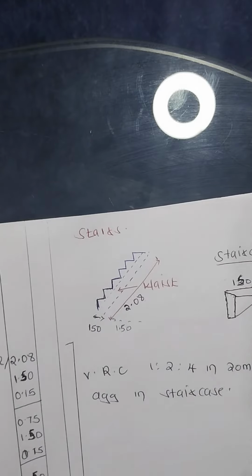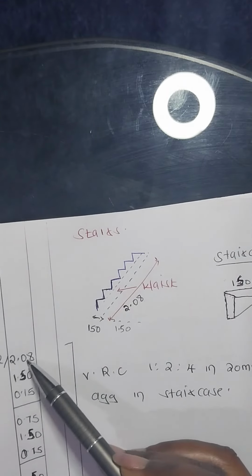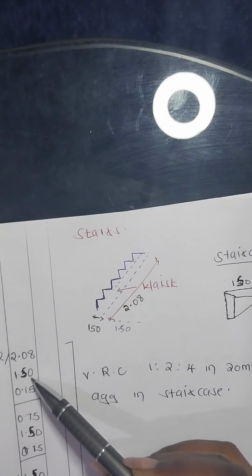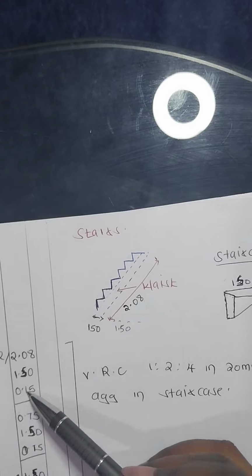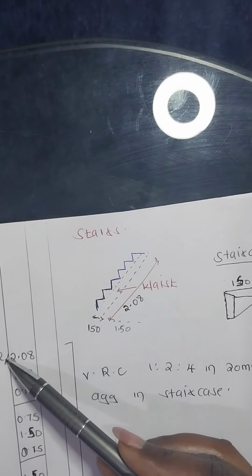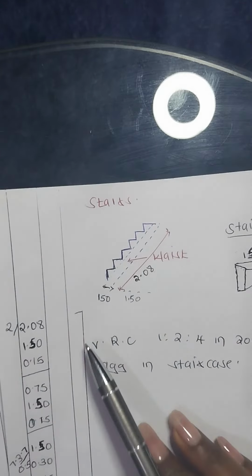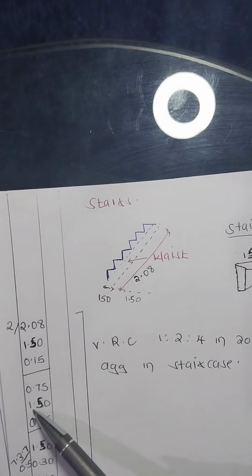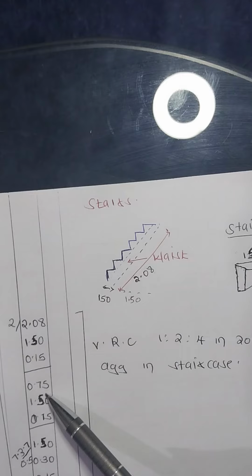Now, this one, we book the volume, and then we multiply by the number. So if we start with the waist, we have 2.0, 1.5, that is the width, and then the depth is 0.15. There are two for the first and the second flight. And then we go to 0.75 by 1.5 by 0.15. This is for the intermediate flight.